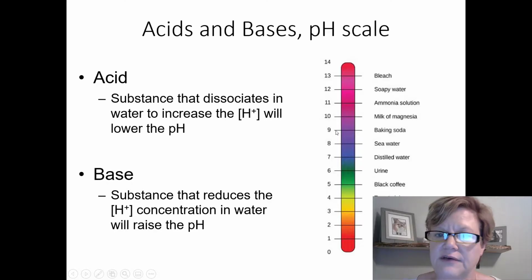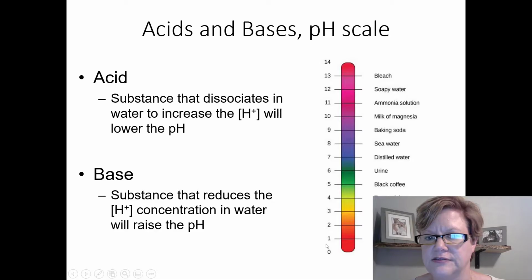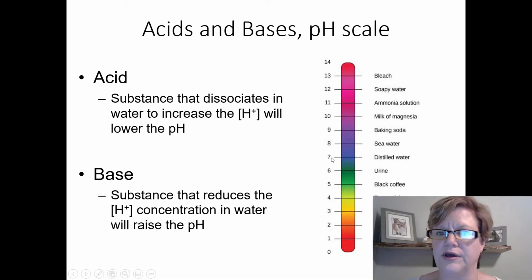Now, any pH above 7, we call that a base. All right, so basic substances cause the hydrogen concentration to become lower, and it causes the pH number to increase. But this is a logarithmic scale, a base 10 scale, and so you want to keep that in mind. So seawater is not as acidic as distilled water, and it's not 1 time less acidic, it's 10 to the 1 time less acidic. All right. So you have to think of it in a base 10 fashion.